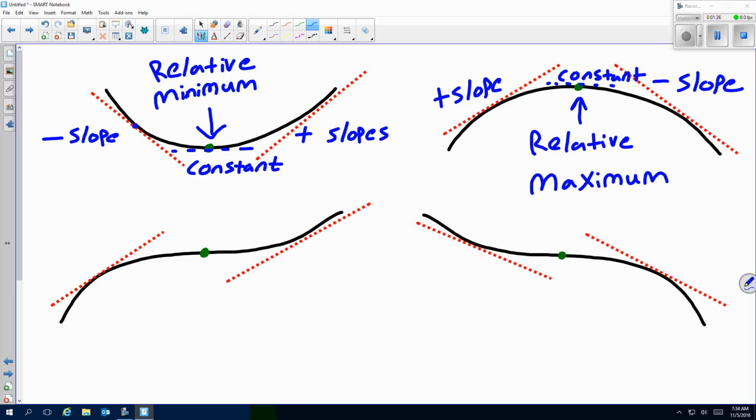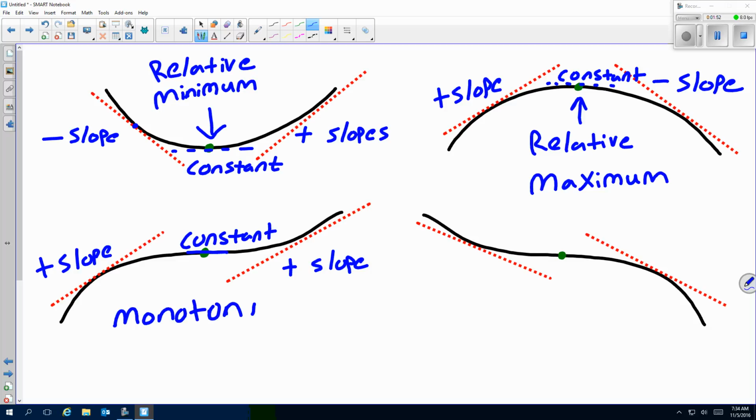And then, of course, we can always have functions that don't change. For instance, look at this function. This function has a positive slope, a constant slope, but then it goes back to another positive slope. We say this function is always increasing, or monotonic. Oh gosh, monotonically increasing. It just means it's always increasing.